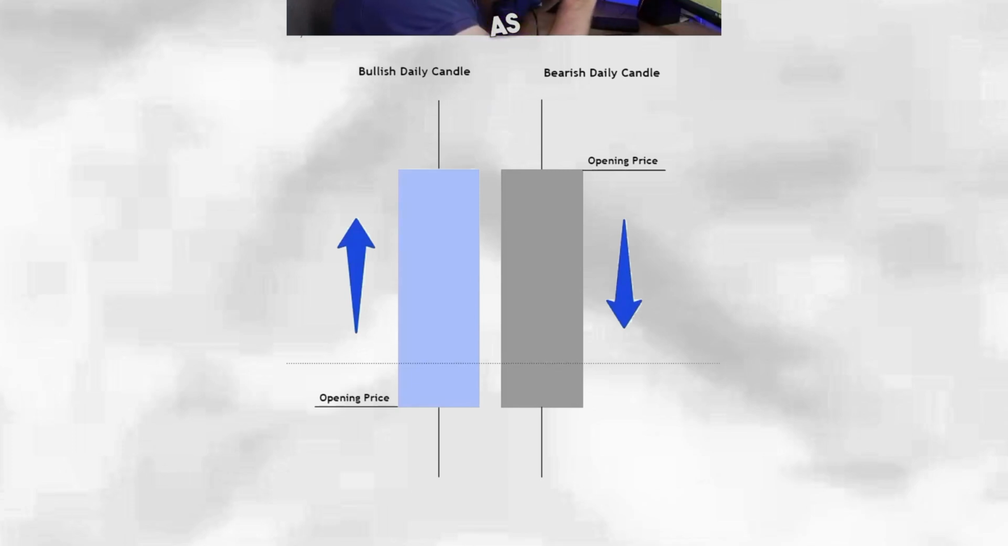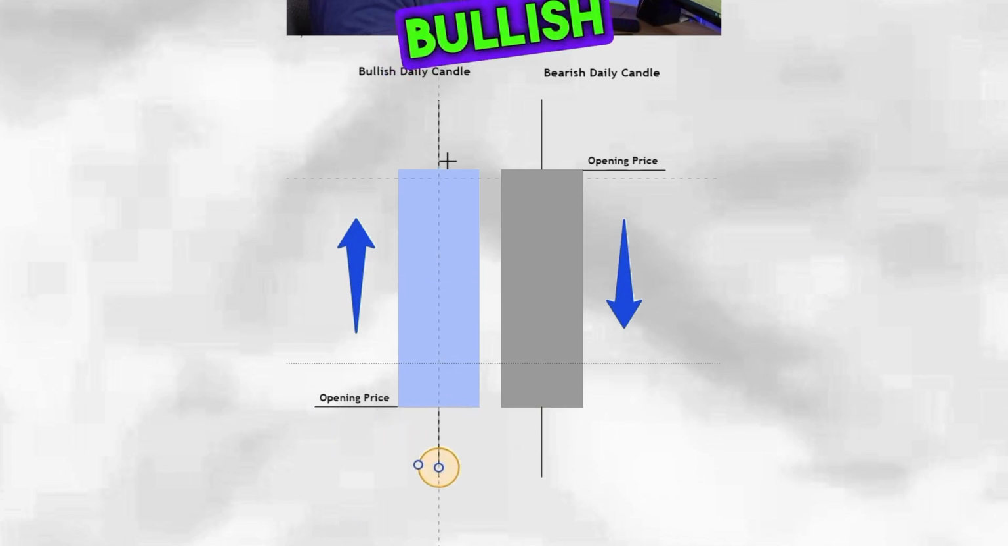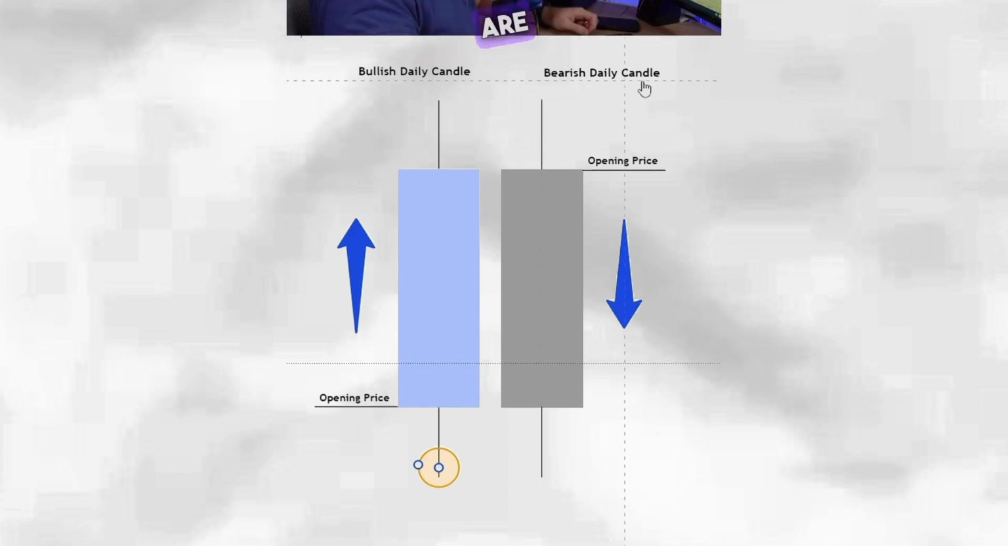Let me make this as simple as possible for you. If you are bullish, you want to buy below opening price of a bullish daily candle. If you are bearish, you want to sell above opening price of a bearish daily candle.